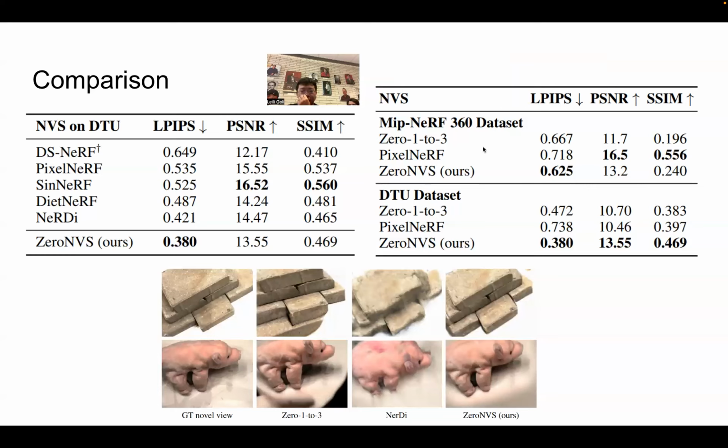Also, they consider the MIP NeRF dataset and some other generalization, zero-shot approaches. And you can see compared to the naive Zero-1-to-3, it's better, and much better than pixelNeRF. Sometimes pixelNeRF can get better PSNR, but it doesn't make sense. Just some random color can give better PSNR. This PSNR actually is quite low.